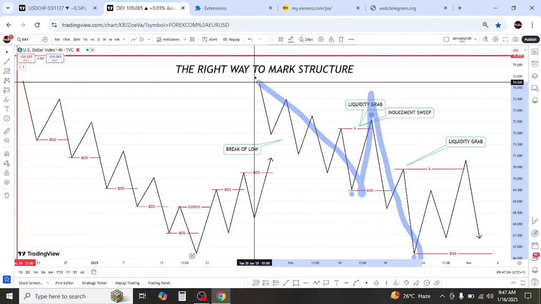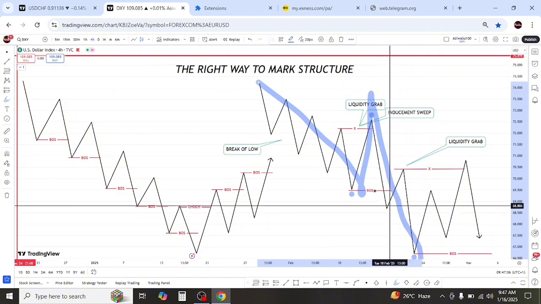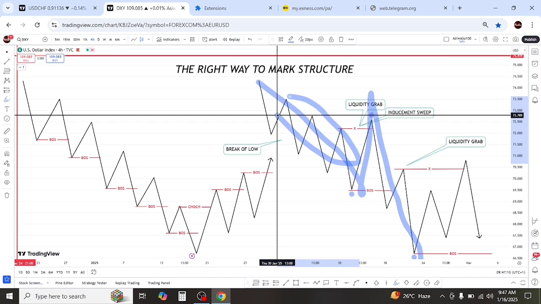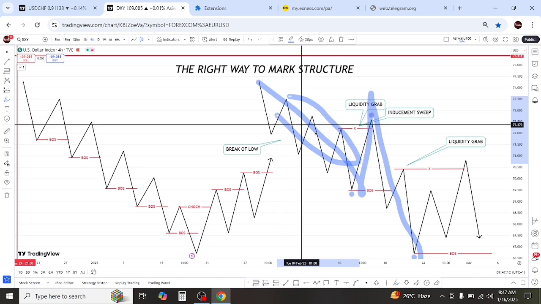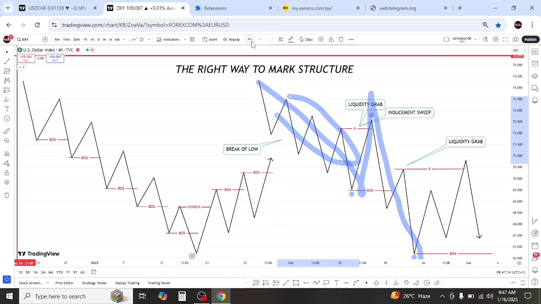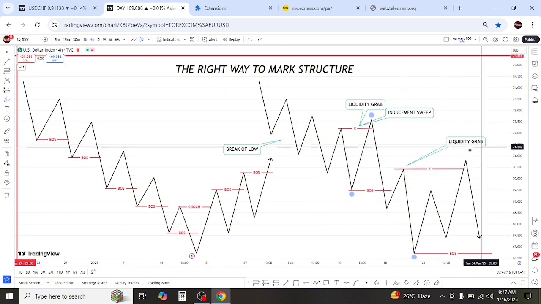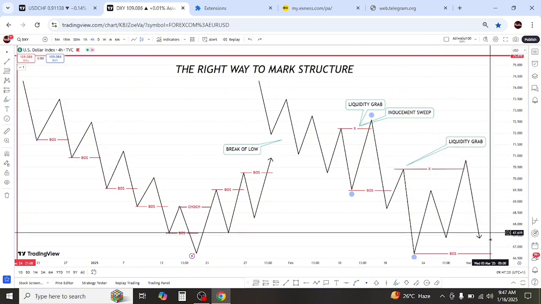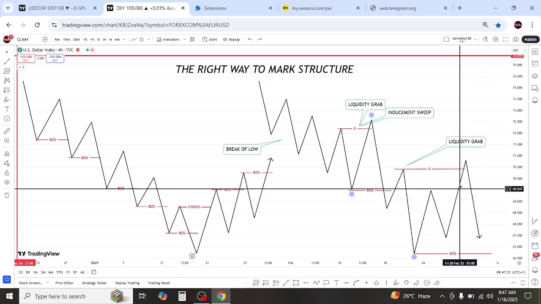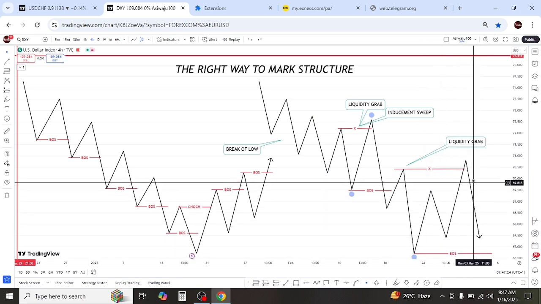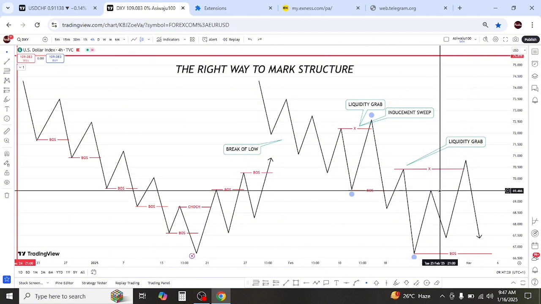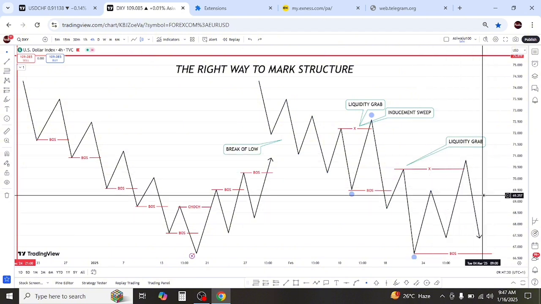So this is your swing move in the market. This is your swing. Everything that happens here are internal structures. Now let's say after price grabs liquidity from this point, price doesn't break this low. If price does not break this low, all these moves we have here are internal moves. These are not major moves.